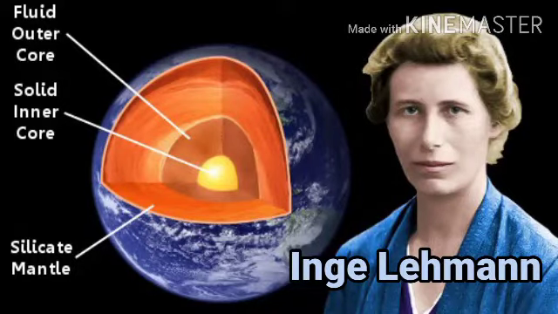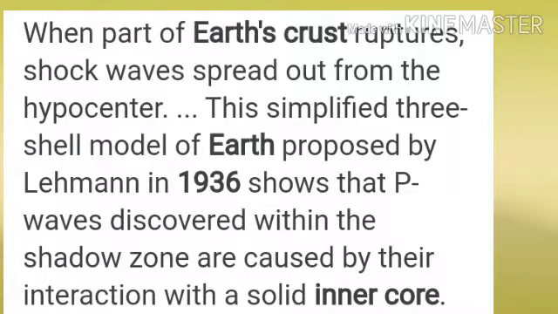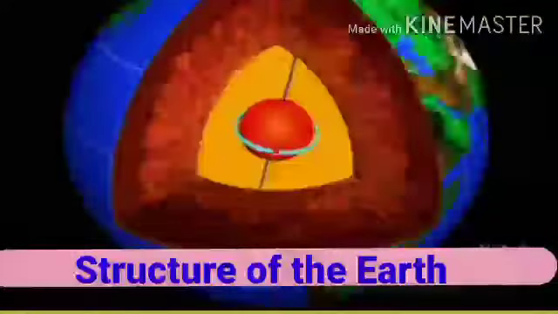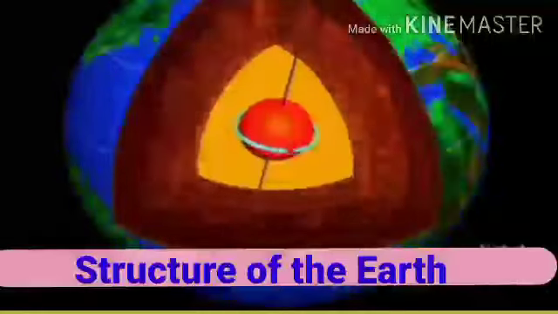By 1936, more sophisticated instruments became available that could record the P waves in a zone beyond 145 degrees from the epicenter. With these landmark discoveries, the overall structure of the Earth, as we know it, got wider acceptance. So, let's see our first topic: structure of the Earth.